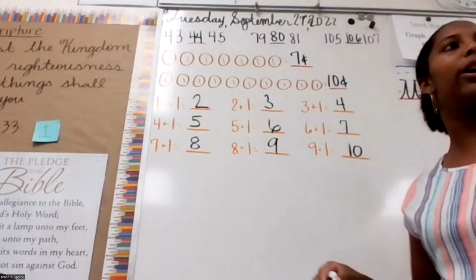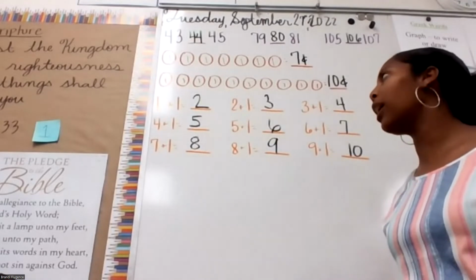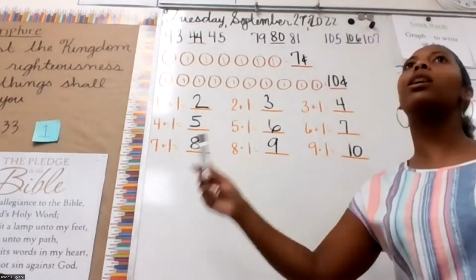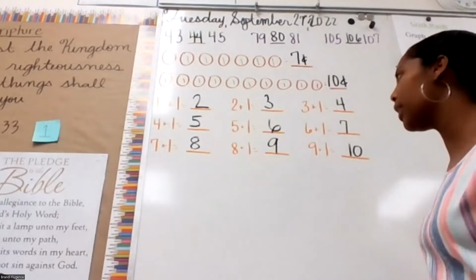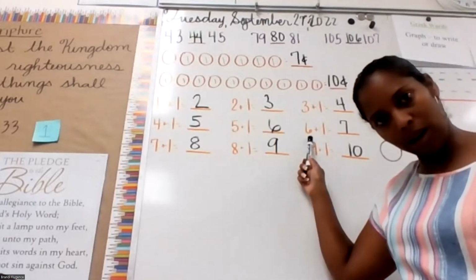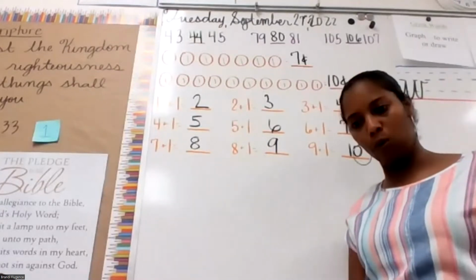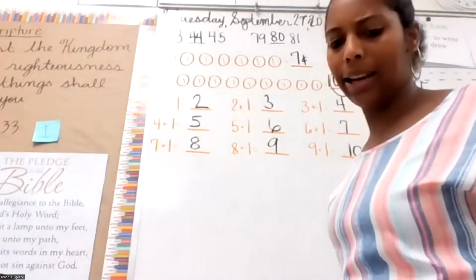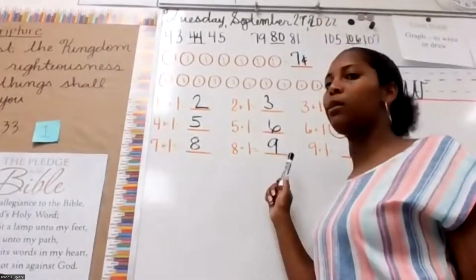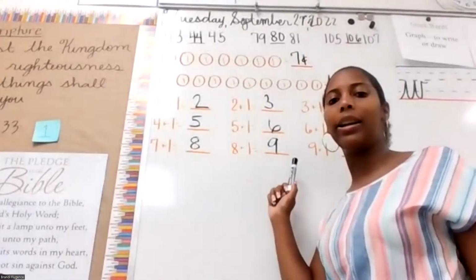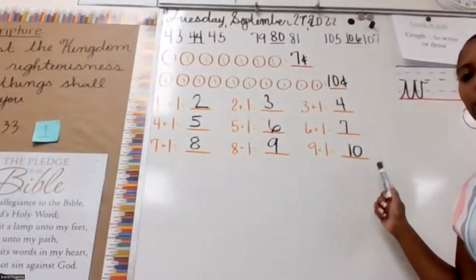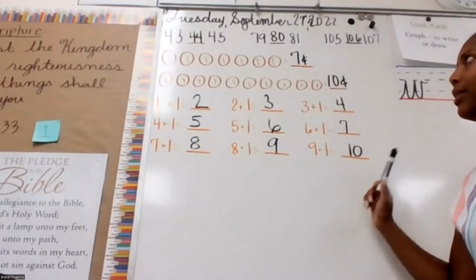4 + 1 equals 5. 5 + 1 equals 6. 6 + 1 equals 7. 7 + 1 equals 8. 8 + 1 equals 9. And 9 + 1 equals 10.